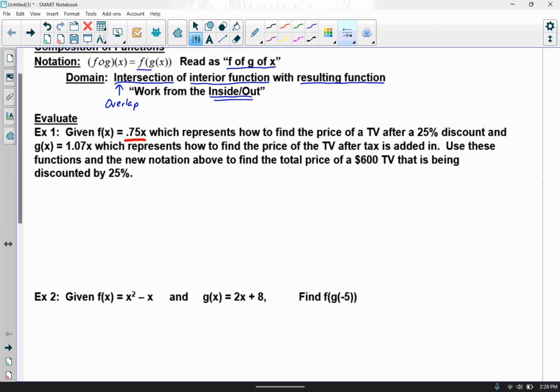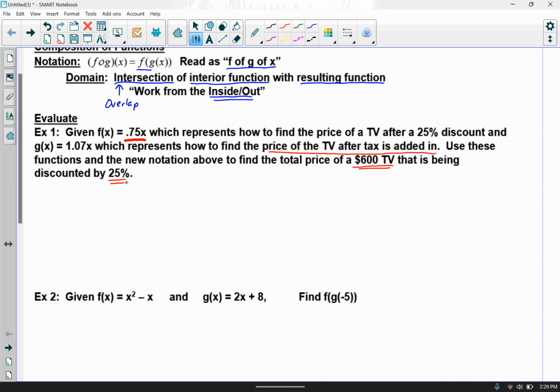Well, we all know that once you go to buy something, you also have to pay tax. So a g of x function is established here as 1.07x, and it represents how you'd find the price of your TV after tax is added in. So what it wants us to do is use these two functions and our new notation up above here to find the total price of a $600 TV that's being discounted by 25%.